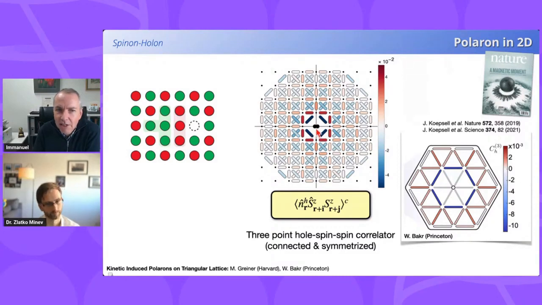So there's a hole on site r, and I'm asking how these spins are correlated, but I'm always conditioning it on having a hole in the center. So we're really looking at how the spins are distorted around this hole, around this mobile dopant that's in the system. So that's very important. It's really a unique 3-point correlator that directly allows us to visualize this polaron cloud.